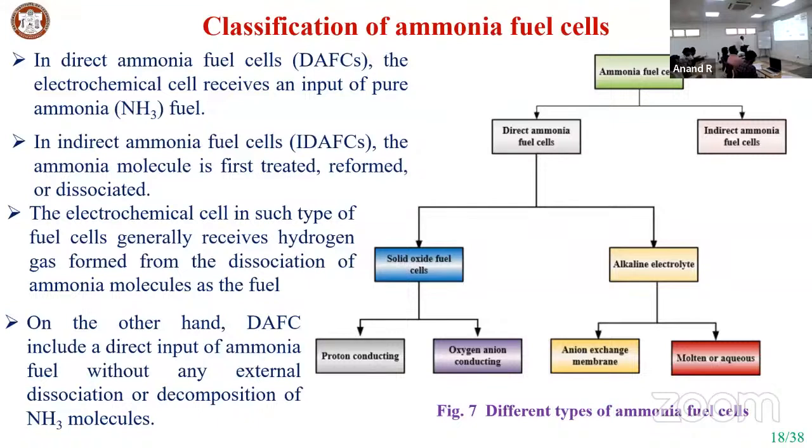In order to use the fuel directly without reforming into hydrogen, different fuel cells are available: solid oxide fuel cells and alkaline fuel cells. Under solid oxide fuel cells, we have the proton conducting solid oxide fuel cell and the oxygen anion conducting solid oxide fuel cell. With alkaline electrolytes, we have the anion exchange membrane fuel cell and the molten aqueous fuel cell.